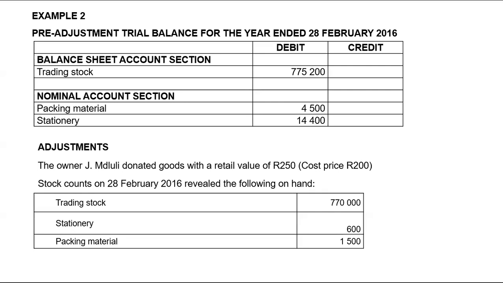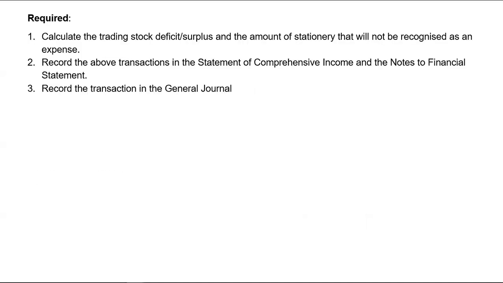And then they told you that stock count on the 28th of February 2016 revealed the following on hand. Trading stock at 770,000, stationery 600,000, and packing material will be 1,500. You are required to prepare the following. Trading stock deficit or surplus, and the amount of stationery that will not be recognized as an expense, and the one that will be recognized as an expense. You need to record the above transactions in the statement of comprehensive income and the notes to the financial statements, and then record everything in the general journal.